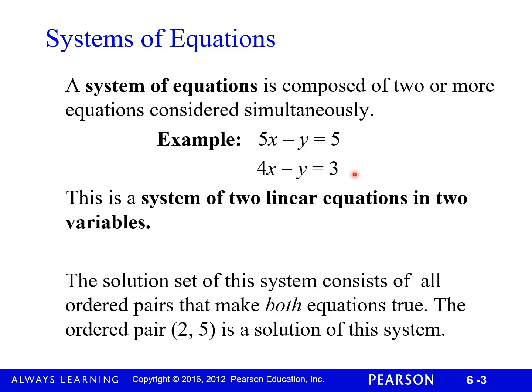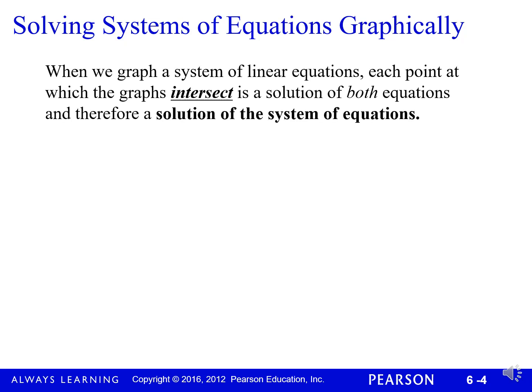If we're talking about a system, we have to find an x and a y value that make both of these statements true. In this case, if we look at the ordered pair (2, 5), where x is 2 and y is 5, this is true. If you plug those values in for each of the equations, you'll see that it works. When we graph a system of linear equations, each point at which the graphs intersect is a solution of both equations, and therefore a solution of the system.